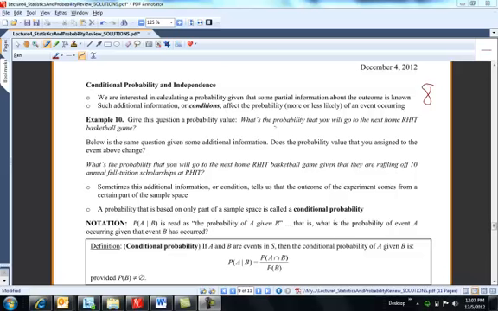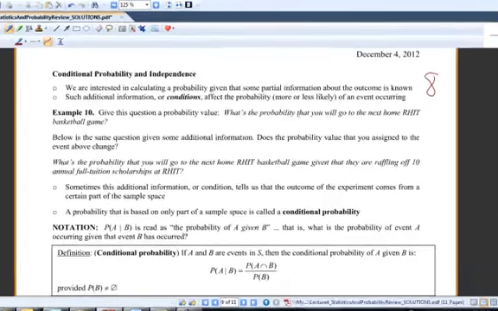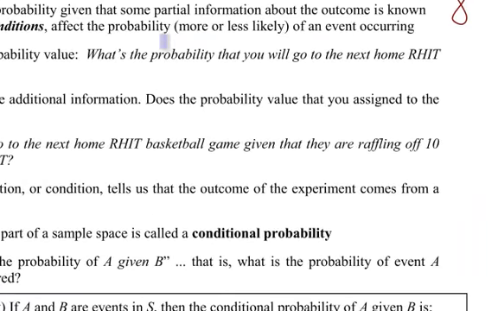So, conditional probability, you might remember, is determining a probability given that you know some conditional information before determining that new probability. As an example, I think this is a pretty good question. What's the probability that you'll go to the next home Rose-Hulman basketball game? And in your mind now, you probably have an idea what that is.